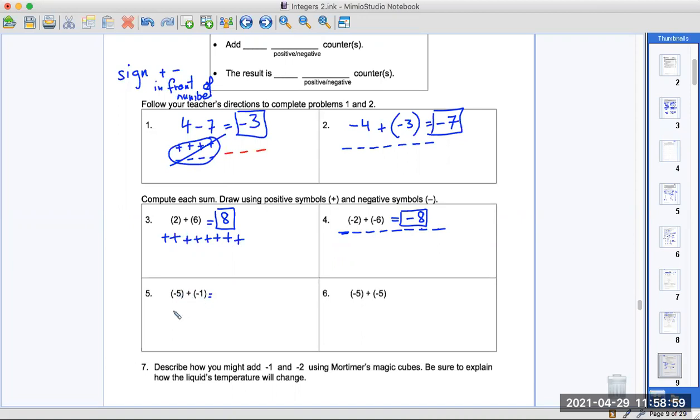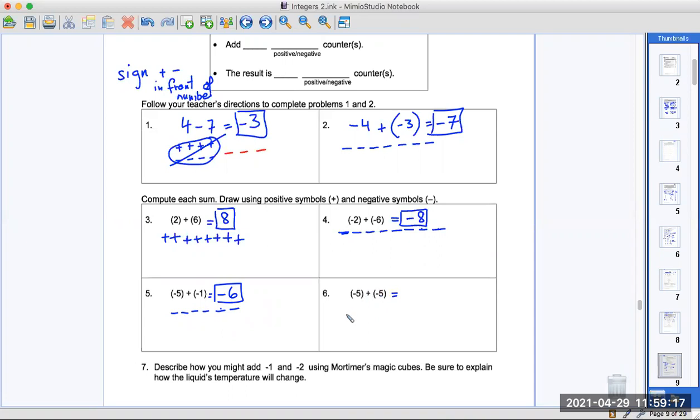-5 plus -1. 1, 2, 3, 4, 5. And the -1 makes it -6. 1, 2, 3, 4, -5 plus the -1, -6.